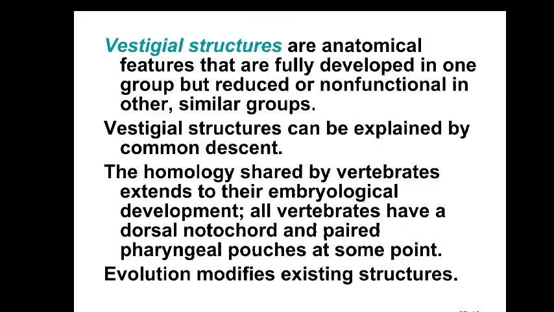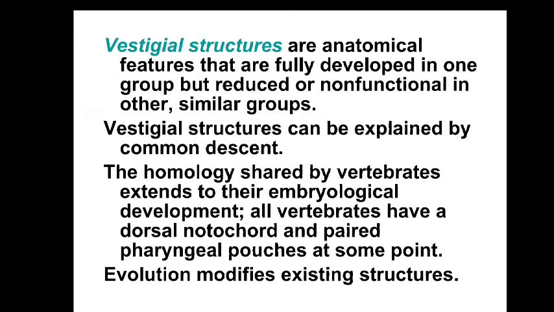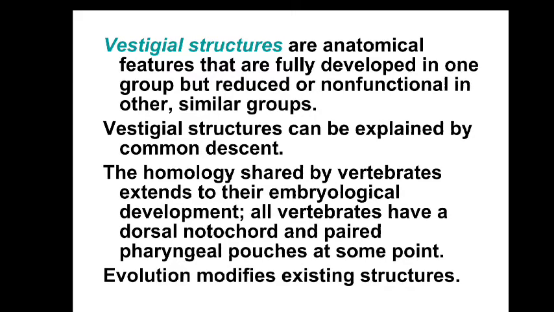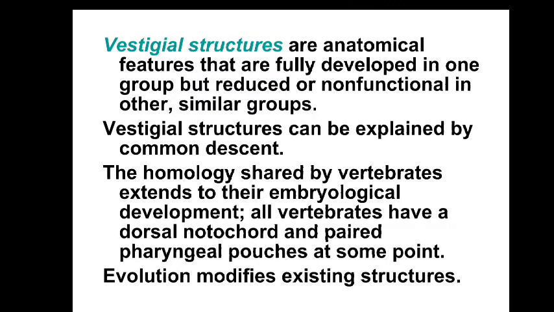Then vestigial structure. Vestigial structures are anatomical features that are fully developed in one group but are reduced or non-functional in other similar groups. For example, a tail is not present in human beings but is present in the chimpanzee. Our common ancestor is that. Vestigial structures can be explained by common descent. For example, vestigial organs like molar teeth, wisdom teeth, and the tail.